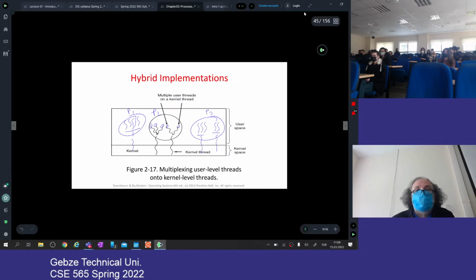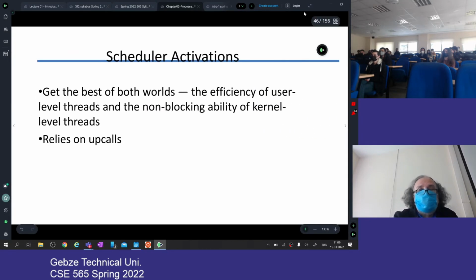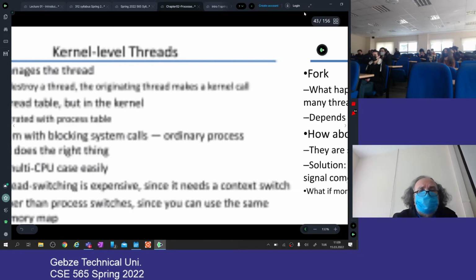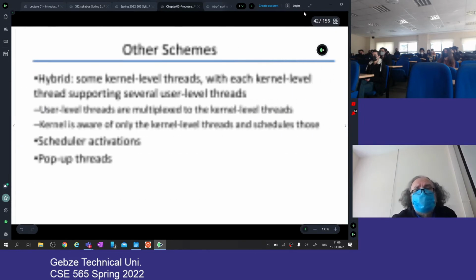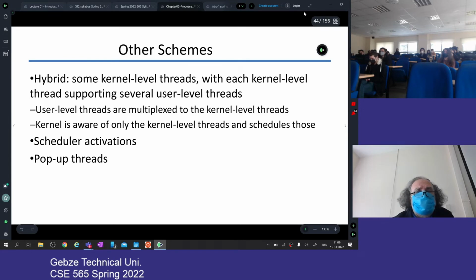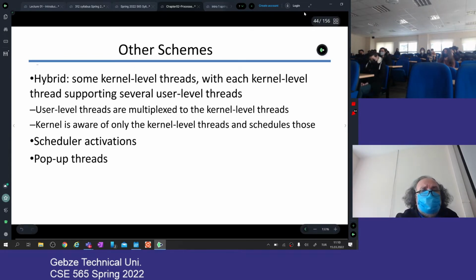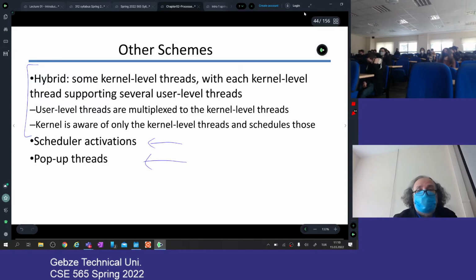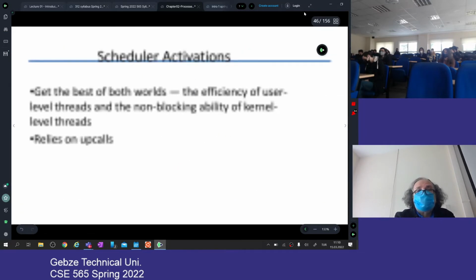Okay, so these are the hybrid implementations, and there are some other approaches for this problem. Let me talk about those. We looked at this hybrid type of implementation. Then let's look at these scheduler activations and pop-up threads.